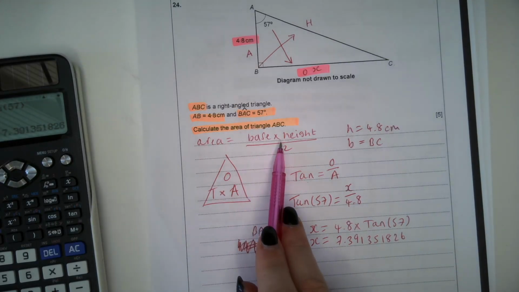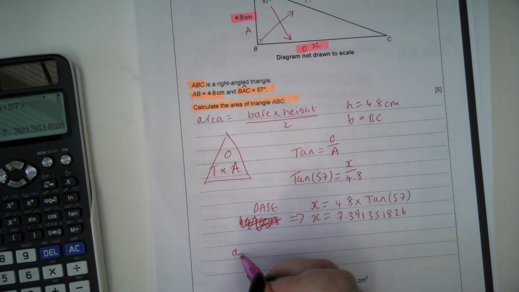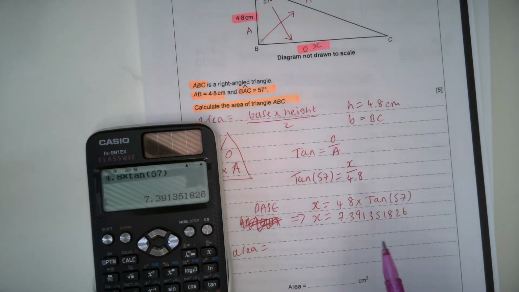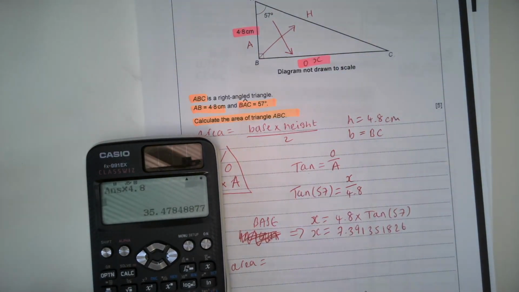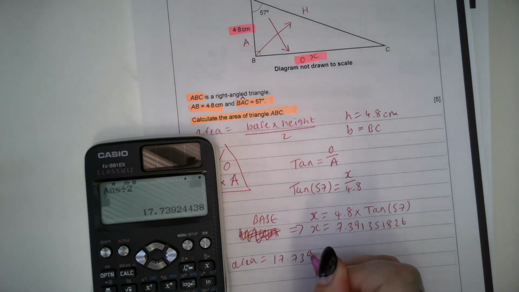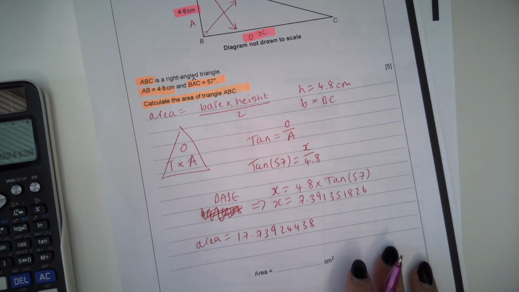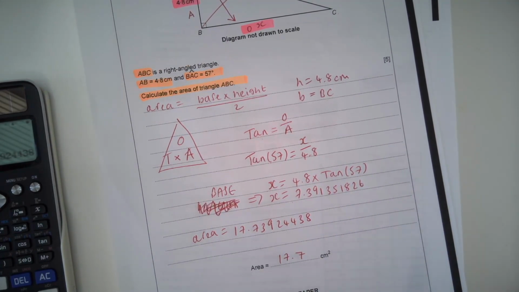So we need to do the base multiplied by the height, which is 4.8, and then half it. So the area of the triangle, guys, we have our base, which I've left in my calculator. I'm going to multiply it by the height. So I'm going to multiply it by 4.8. And then once I've got that value, I'm going to half it because we're dealing with a triangle. So it's 17.73924438. Doesn't tell me how to round it. So I'm just going to go that it's 17.7 centimetres squared to 1 decimal place.